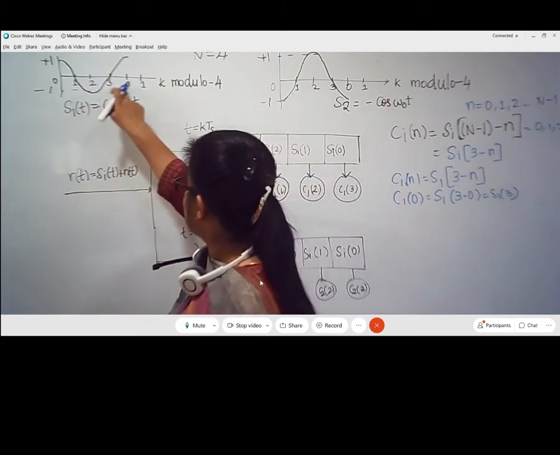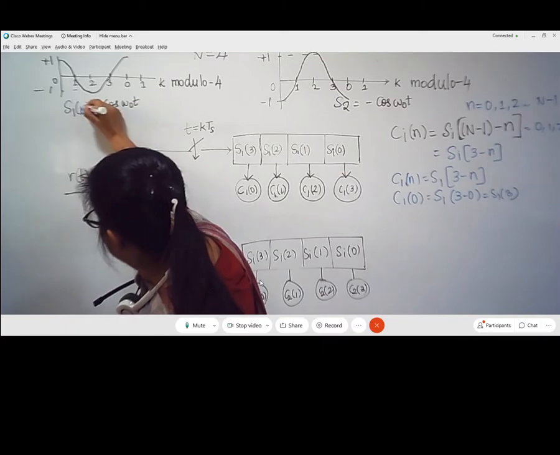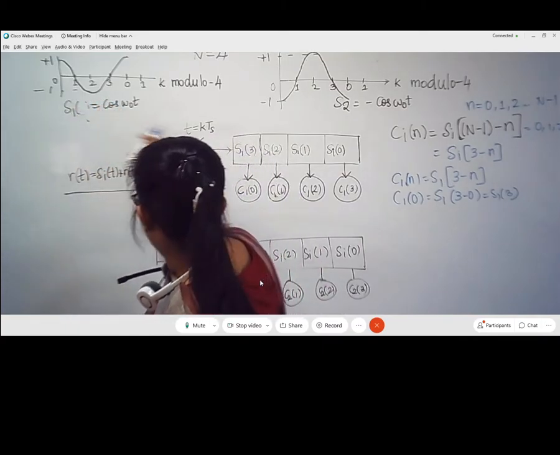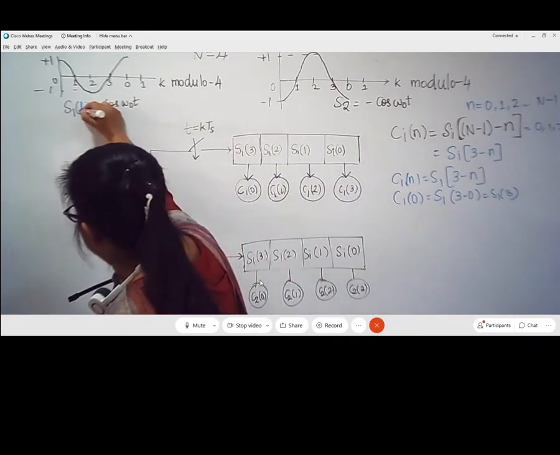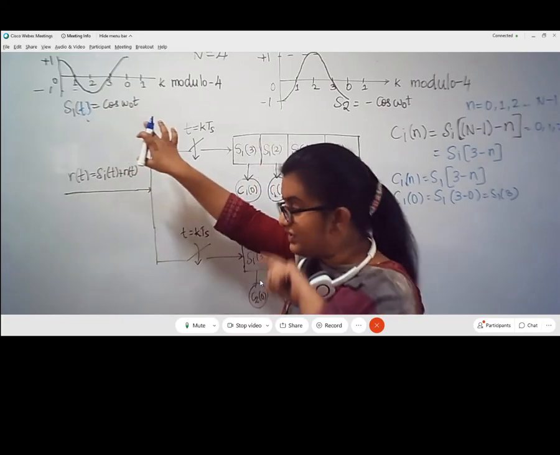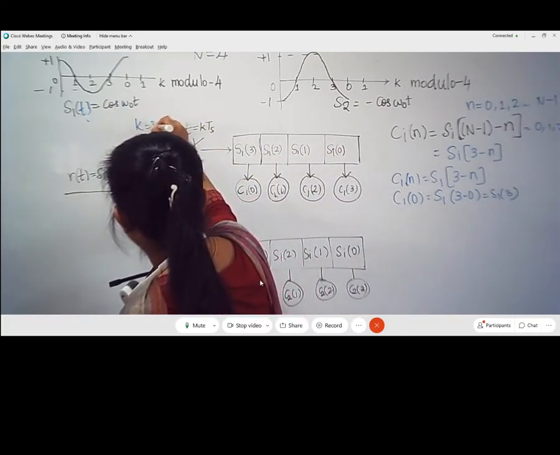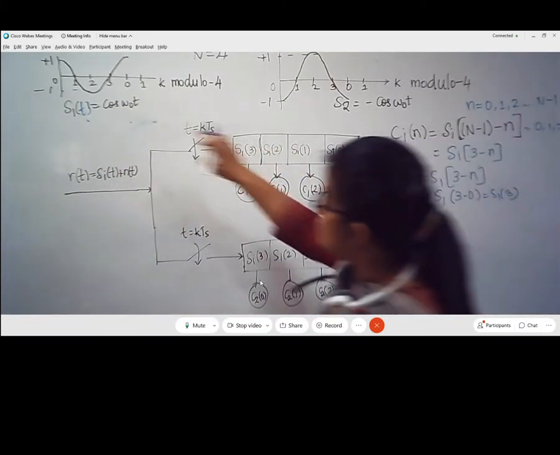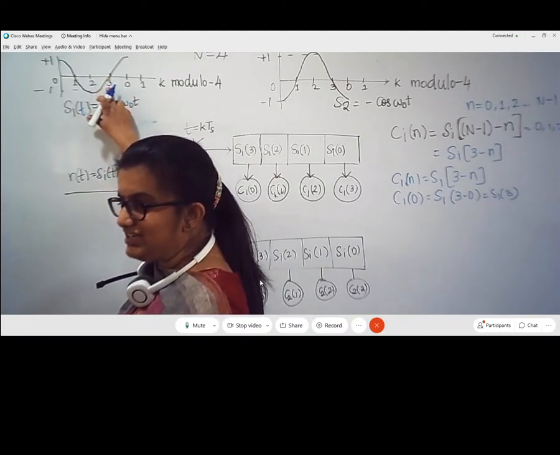S1 of 3 is already sampled, so I need to write this as K into Ts. Since I have already mentioned here, this T will be sampled at KTS; I am just writing it as T. Please observe carefully here: at time instance K equal to 3, or S1 of 3, you need to map it at S1 where the time instance is 3 times Ts.